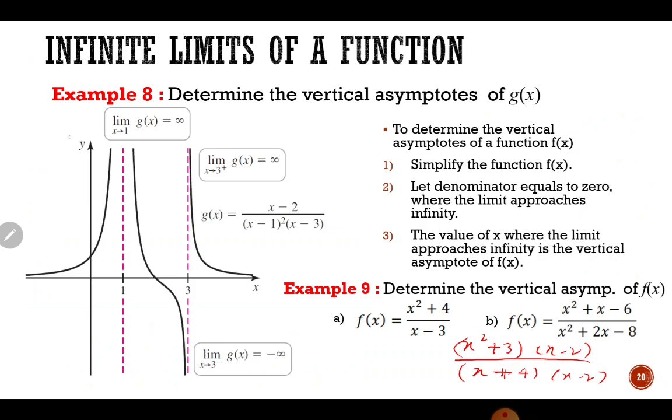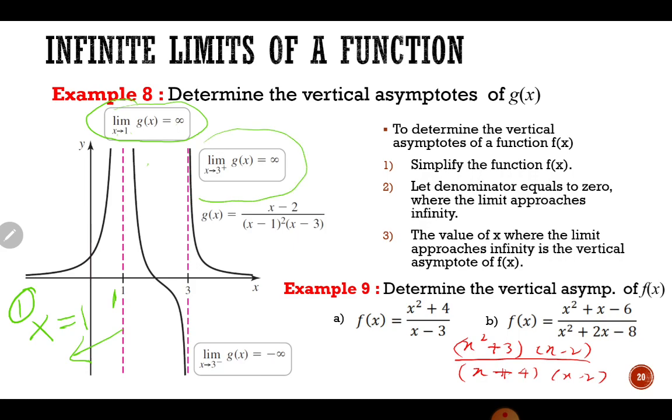Okey, sama juga dengan example 8 ni pula. Cuba you cari dalam example 8 ni berapa vertical asymptote yang kita ada. Okey, senang kan? Tengok gambar ni terus nampak, because this one limit g(x) as x approaching 1 is equals to infinity. So kita tahulah, maknanya ni adalah one vertical asymptote kita adalah x equals to 1.